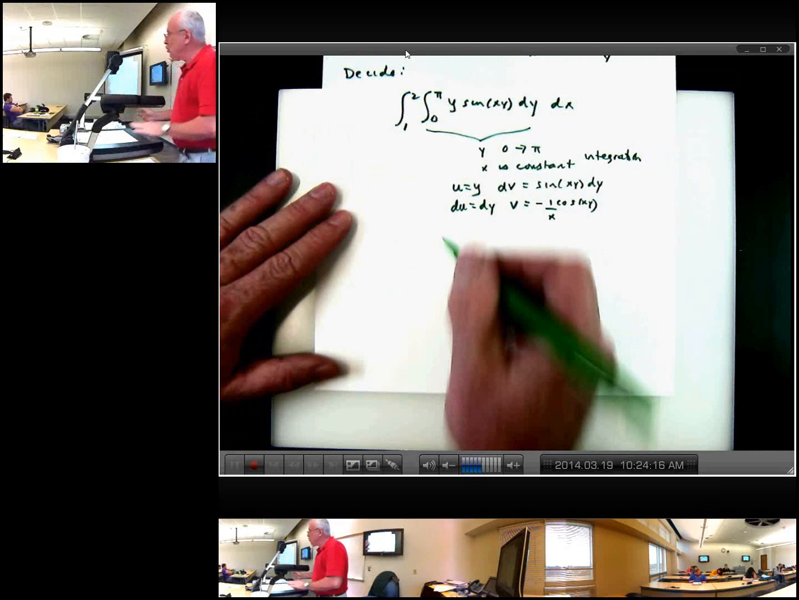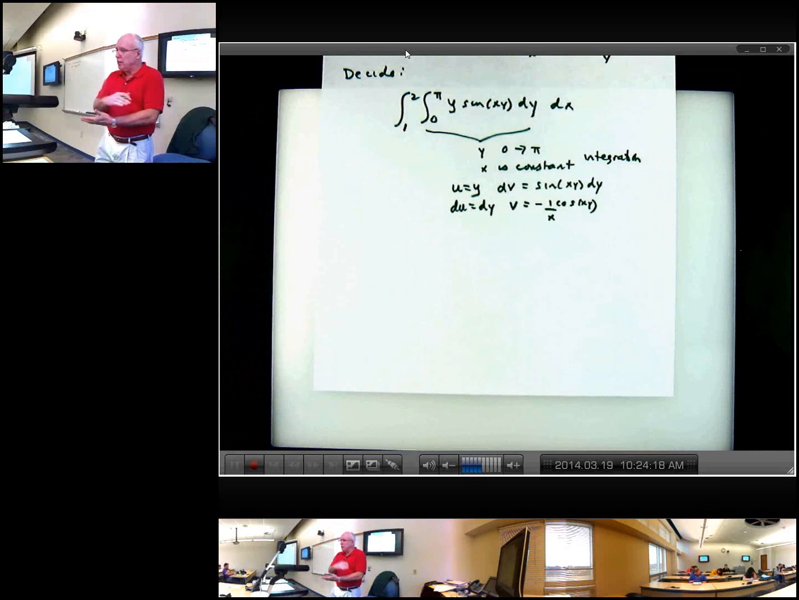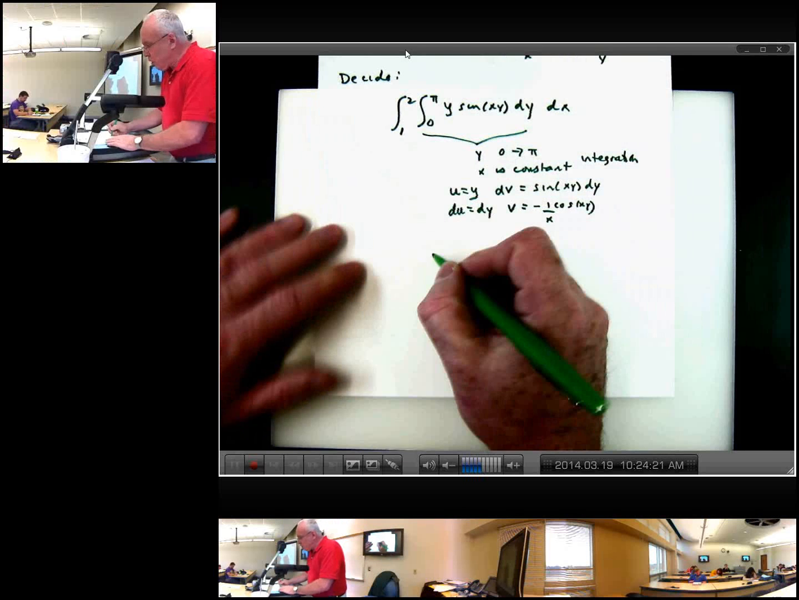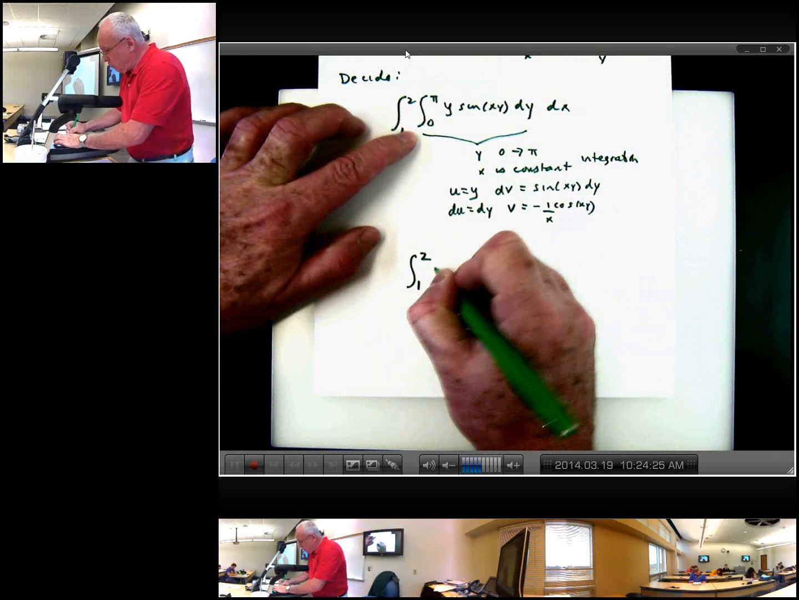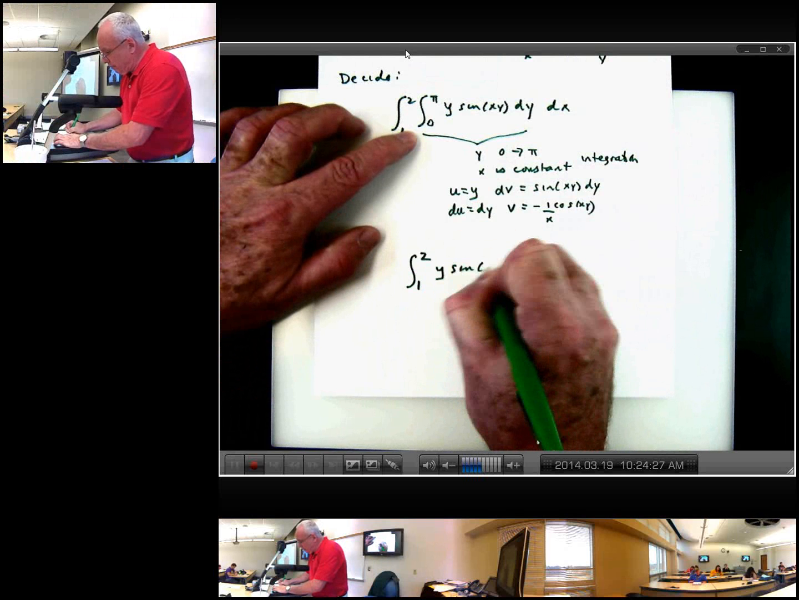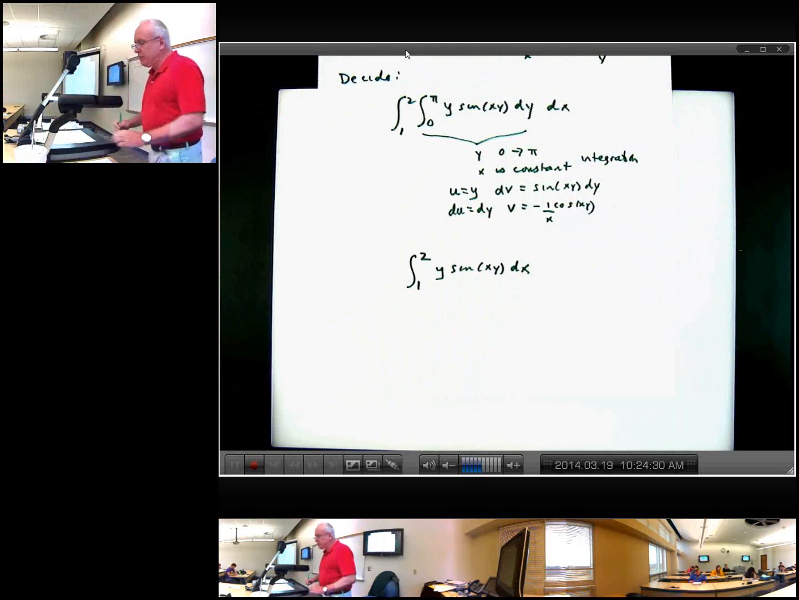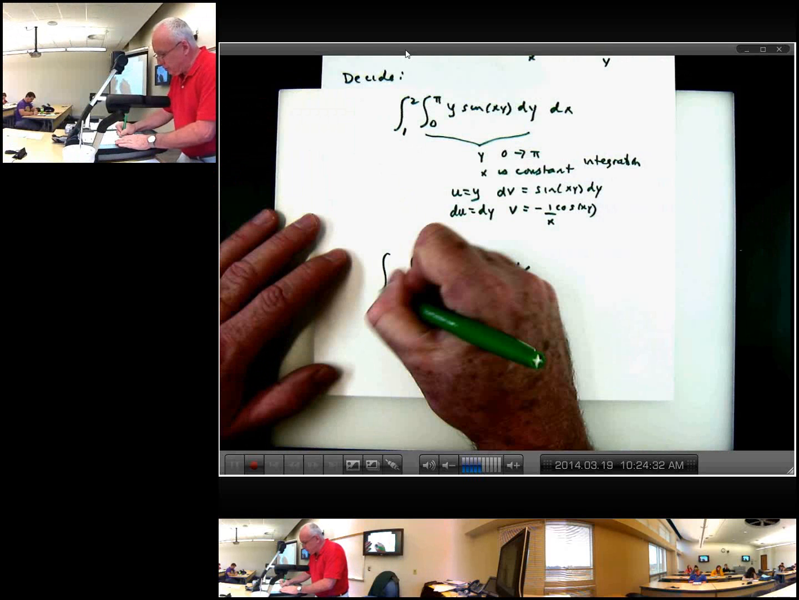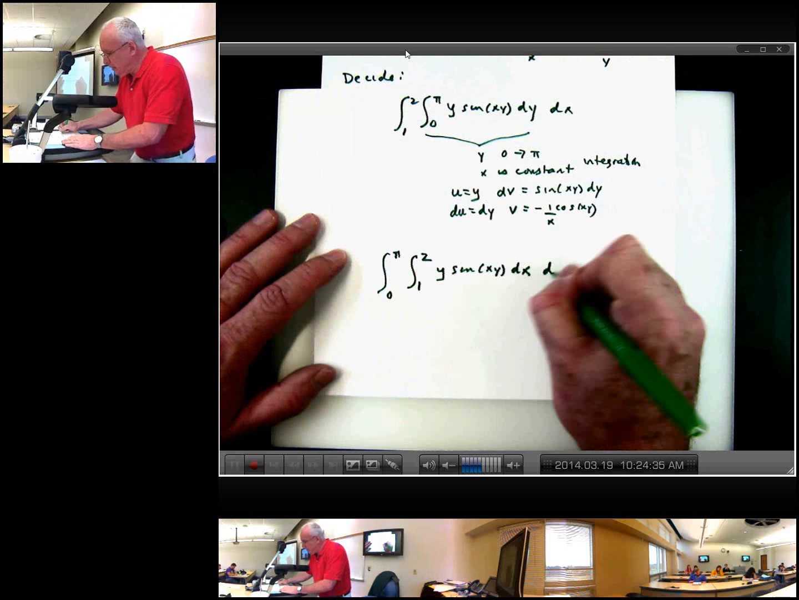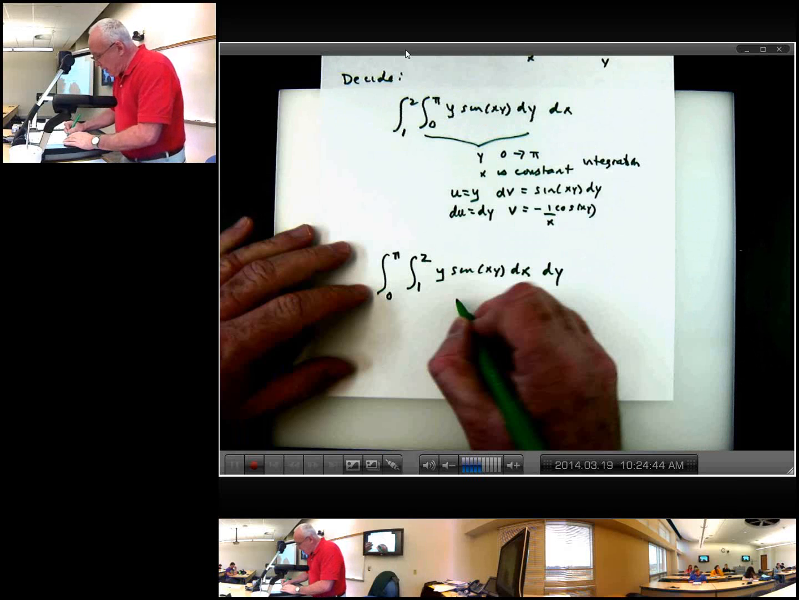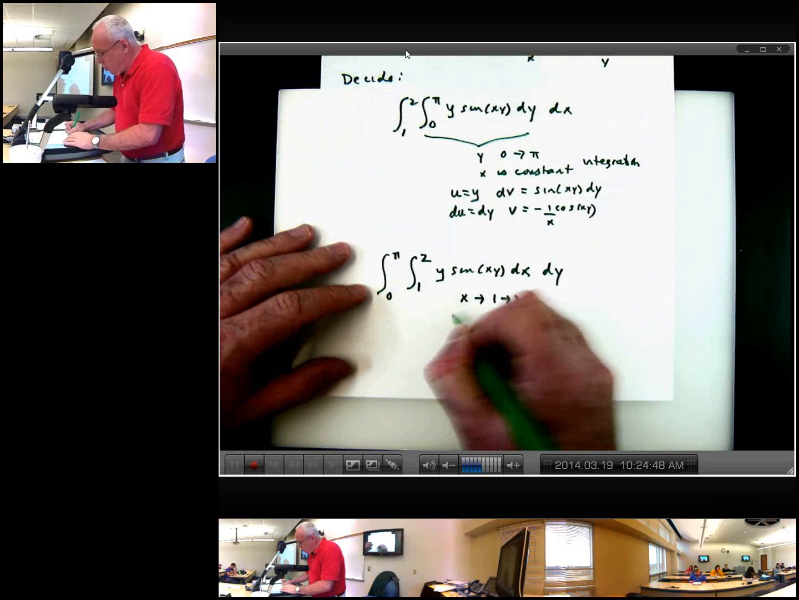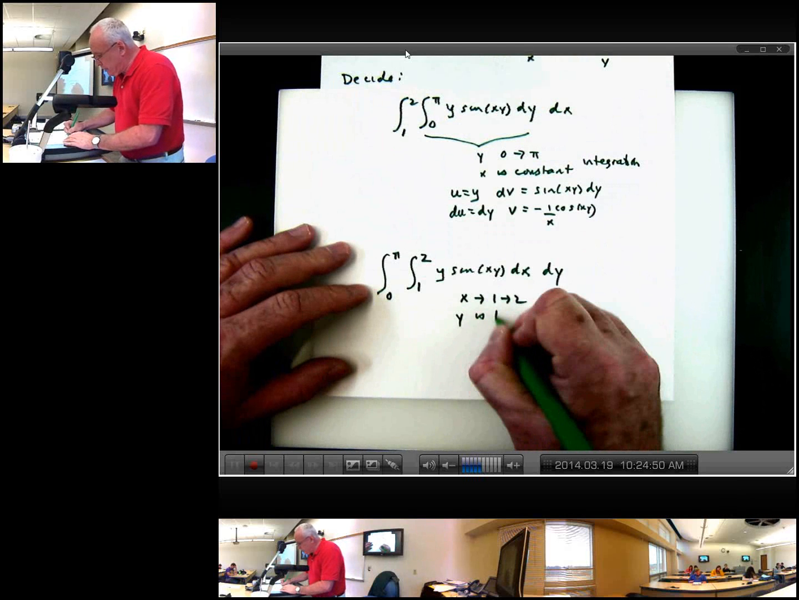Let's then see what happens if we integrate the other order. So now let's look if we start with x, 1 to 2 of y sine of xy, and that's with respect to x. And then our second one is going to be 0 to pi on the outside, dy. Now on the inside there, we're treating y like a constant. X goes from 1 to 2. Y on the inside is treated as constant.